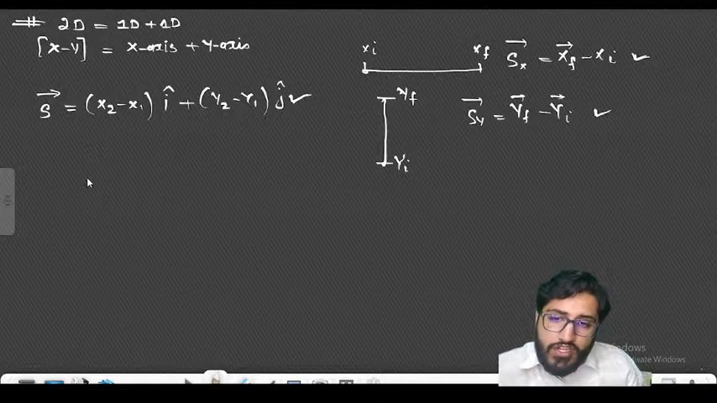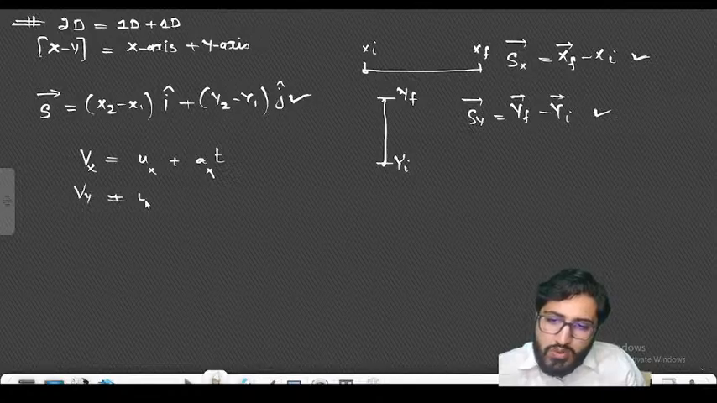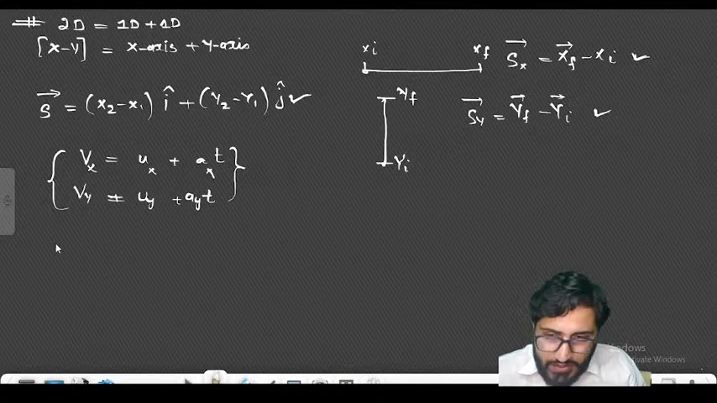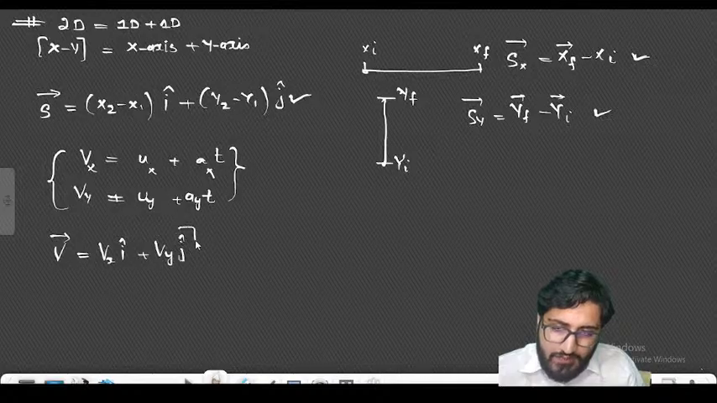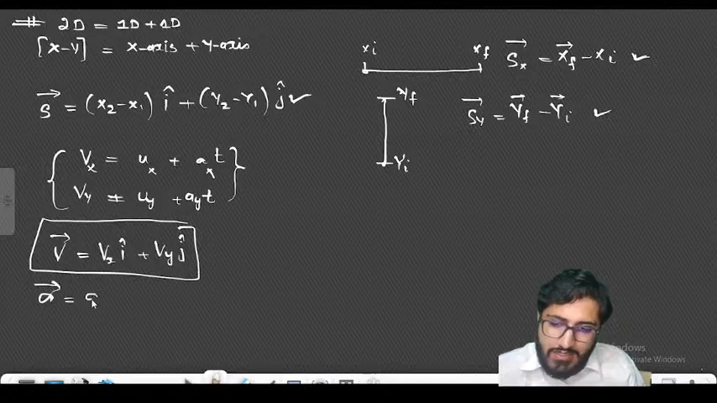If you need to write velocity also, we know V equals U plus AT. For x, I will write Vx equals Ux plus Ax multiplied by T. For y, Vy equals Uy plus Ay multiplied by T. But what is the total velocity? My total velocity will be Vx in the i direction plus Vy in the j direction. In the same way, what is acceleration? Net acceleration is acceleration in the x direction plus acceleration in the y direction.